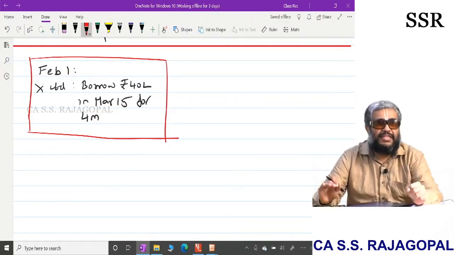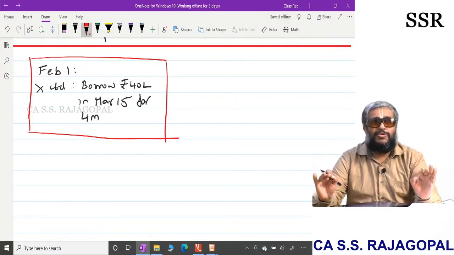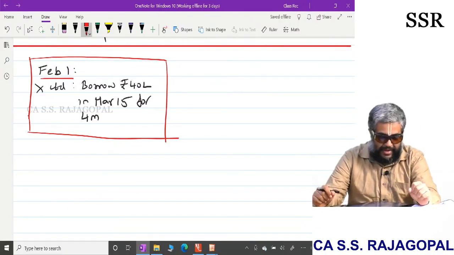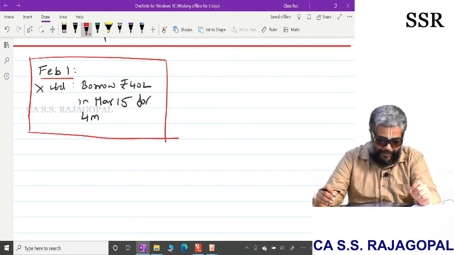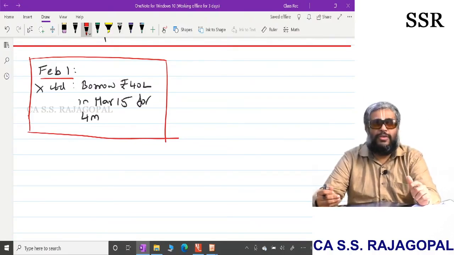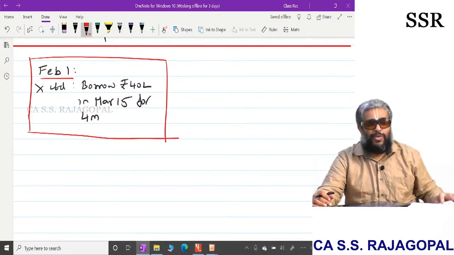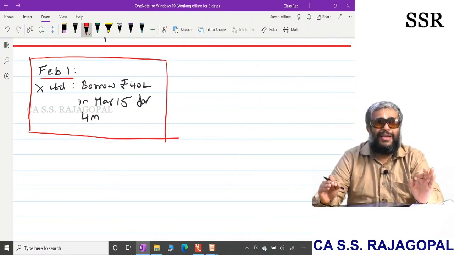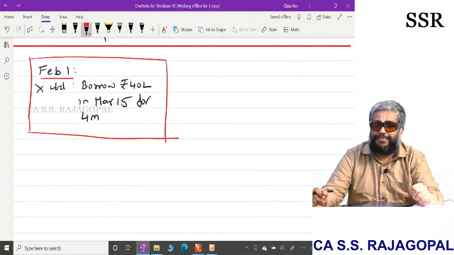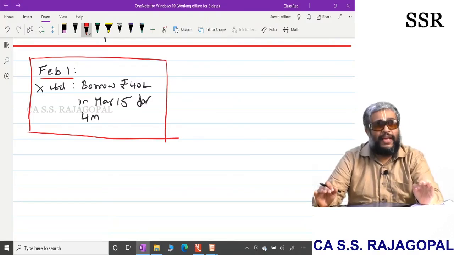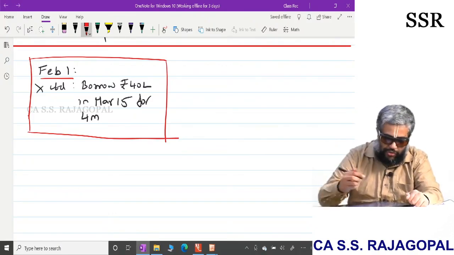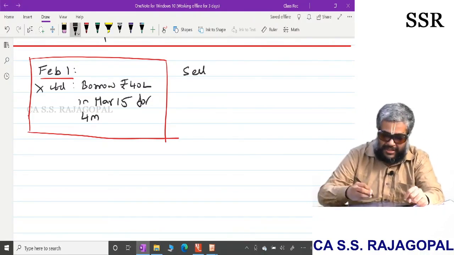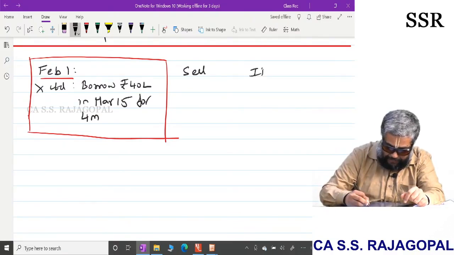Okay, this is a requirement. Now, let's go step by step. Number 1. X Limited has to borrow after almost 1 month and 15 days. So, it has to borrow on March 15. As you think correctly, it is afraid about an increase in interest rate. And it has to hedge through interest rate futures. So, it has to go for a sell interest rate futures.